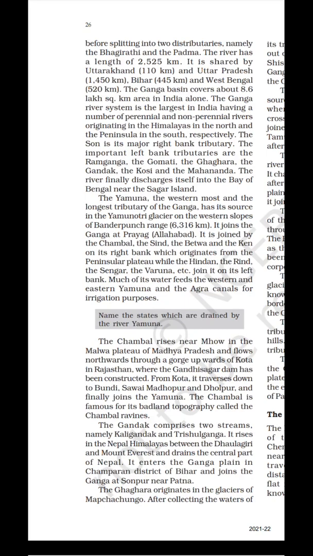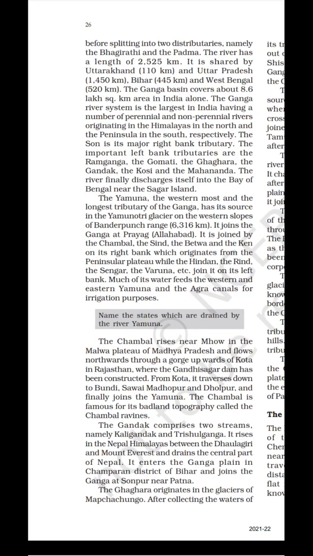The Chambal rises near Mhow in the Malwa plateau of Madhya Pradesh and flows northwards through a gorge up to Kota in Rajasthan, where the Gandhi Sagar Dam has been constructed. From Kota, it traverses down to Bundi, Sawai Madhopur, and Dholpur, and finally joins the Yamuna. The Chambal is famous for its badland topography called the Chambal ravines.